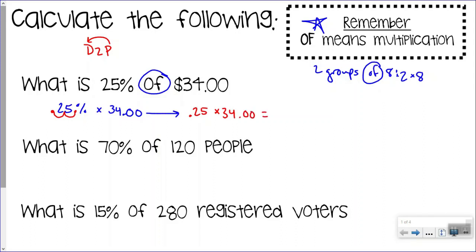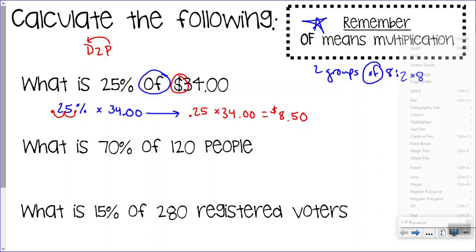And I can use my calculator for this, and we just type it in, 0.25 times 34, and we get 8.5. And now since our problem involved money, we want to make our answer look like money. So we'd use our dollar sign, and we'd add the extra 0 on at the end.